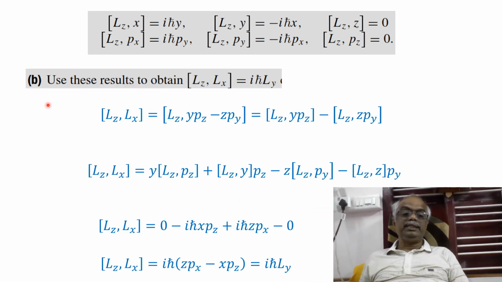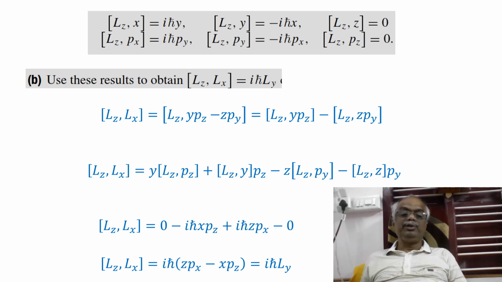Now part B is: use these relations, which we have proved already, that is the commutation of L with x, y, z and the commutation of Lz with px, py, pz. So use these relations and prove that the commutation of Lz with Lx is equal to iℏ Ly. So now we are going to find the commutation of Lz with Lx.